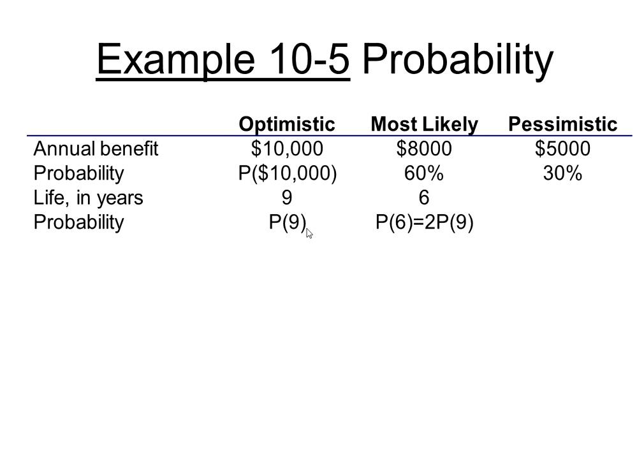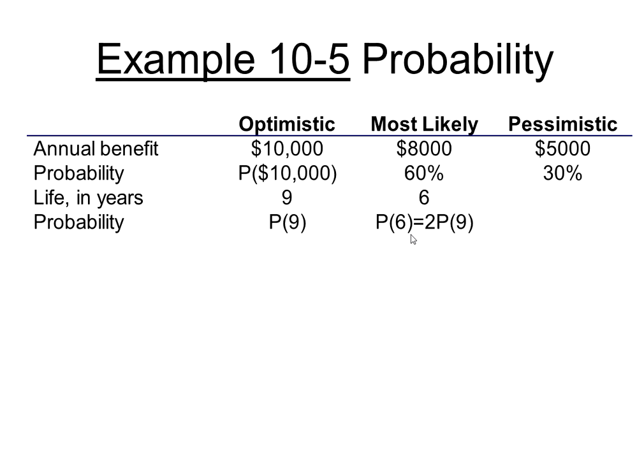And so, the probability of 9 years is unknown, but we do know that the probability of having a 6-year life is twice as likely. So it's twice as likely that we get a life of 6 years rather than a life of 9 years. And so from just this, we can find the probability of 10,000, and we can also find the probability of 9 years and the probability of having a life of 6 years.